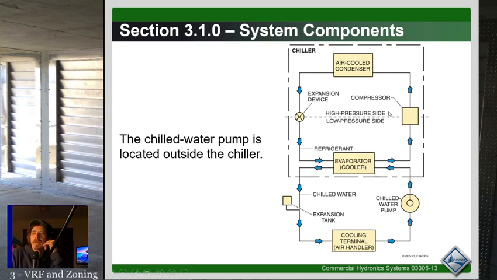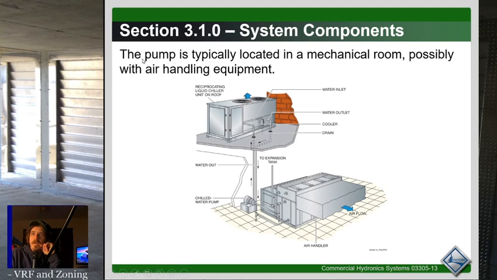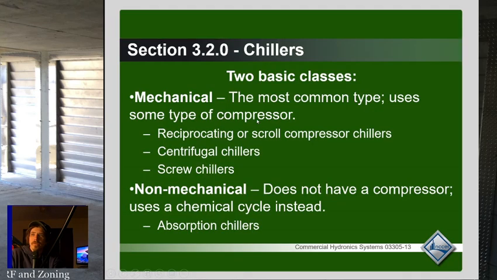So if you have an air-cooled condenser, you'd really only have a chill water pump. If it's a water-cooled condenser, we're going to have 2 water pumps, a chill water pump and a condenser or cooling tower water pump. The pump is typically located in a mechanical room, possibly with the air handling equipment. Here we're showing an air handler with the chill water pump, pumping through the unit, a reciprocating liquid chiller unit on a roof, and we're just circulating between those.